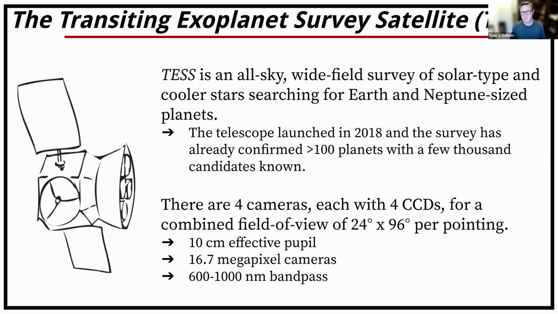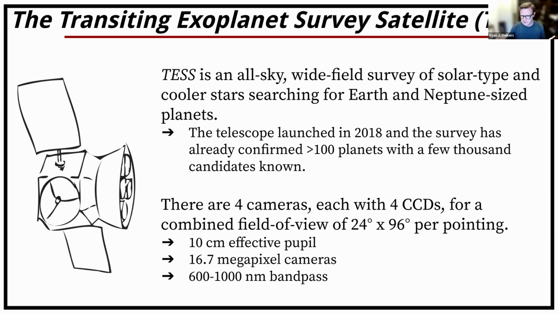So a lot of the data that I want to talk about actually comes from this satellite called TESS, the Transiting Exoplanet Survey Satellite. I did a lot of work on this satellite about a decade ago, trying to figure out which stars could be the next stars that would be good to find, like the next Earth or the next Neptune. The telescope launched in 2018.